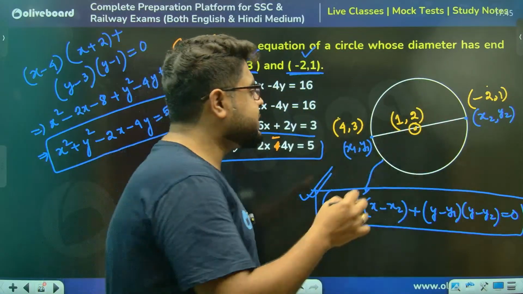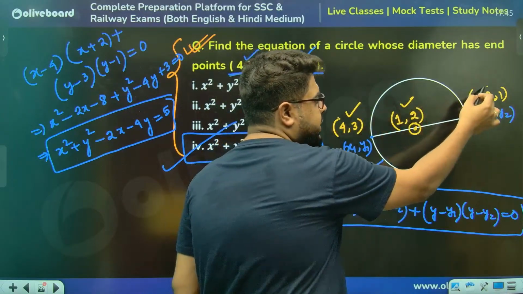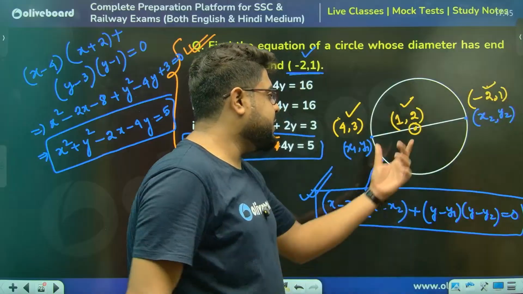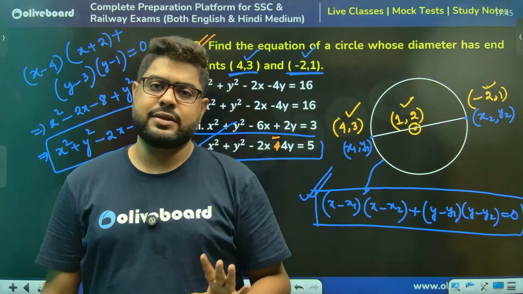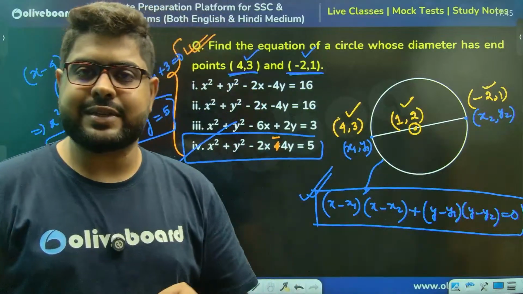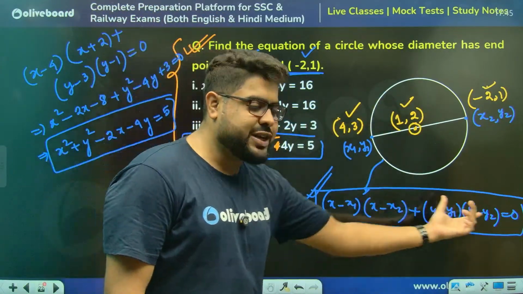Sir, what will be the radius? Sir, apply the distance formula, either between these two or between these two, sir. Whatever that is, that is your radius. You know the center, you know the radius, you can figure out the equation of the circle. But again, that will be a little lengthier. But again, this is the direct way.